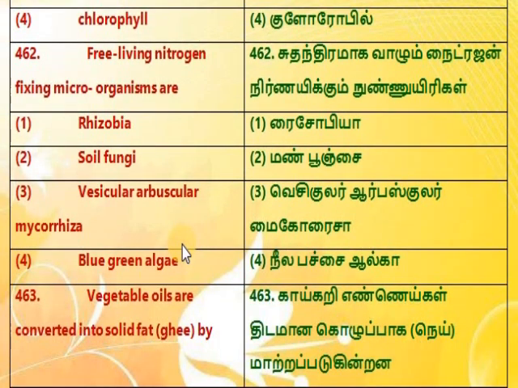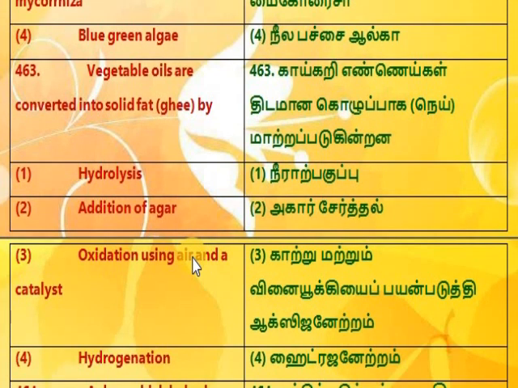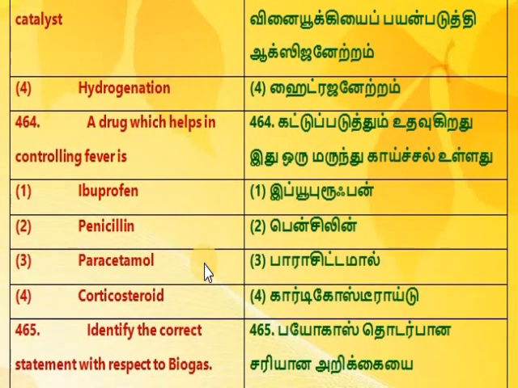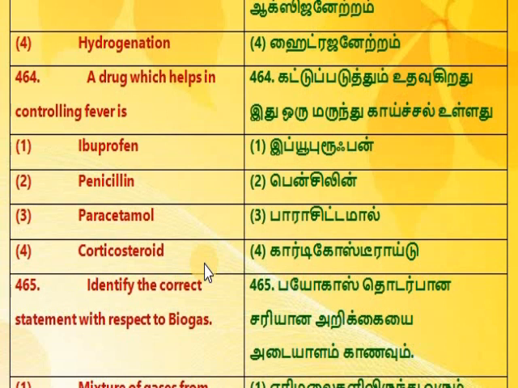462 Free-living nitrogen-fixing microorganisms are 1. Rhizobia. 2. Soil fungi. 3. Vesicular arbuscular mycorrhiza. 4. Blue-green algae. 463 Vegetable oils are converted into solid fat, ghee, by 1. Hydrolysis. 2. Addition of agar. 3. Oxidation using air and a catalyst. 4. Hydrogenation. 464 A drug which helps in controlling fever is 1. Ibuprofen. 2. Penicillin. 3. Paracetamol. 4. Corticosteroid.